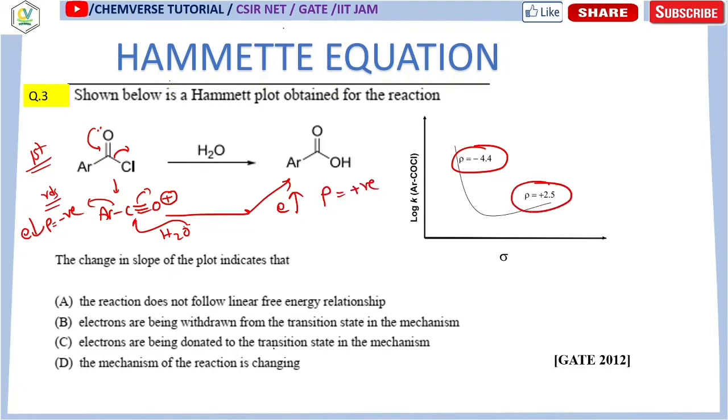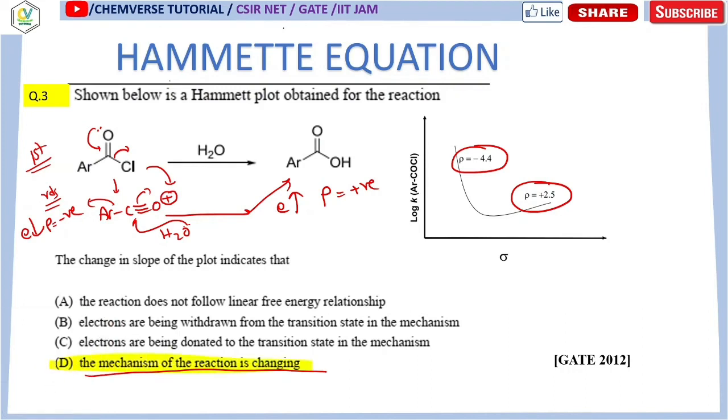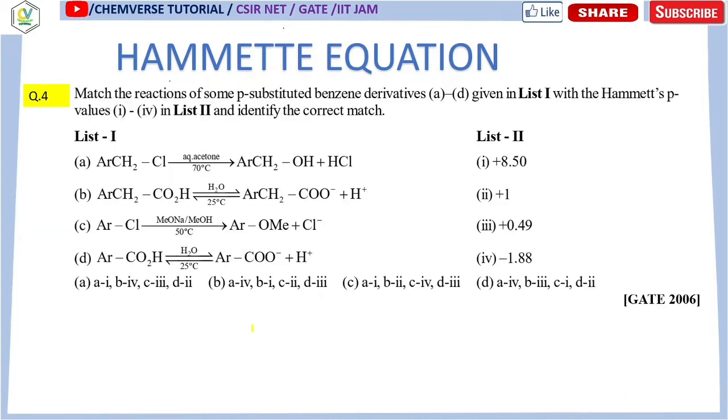So during the course of the reaction, the mechanism of the reaction is changing. So in the first case, there is a positive charge generation, and in the second step, the electron density is getting increased. So there is a change in the mechanism, and that is why option number D is the correct option. Okay, and moving on to the last question.